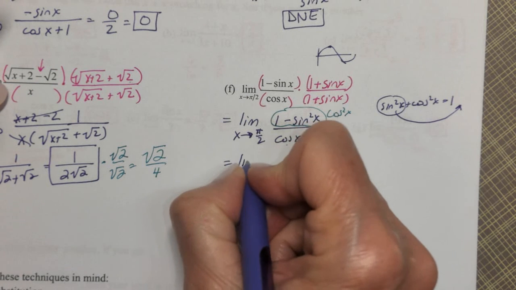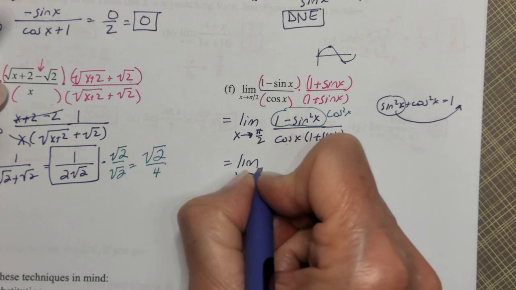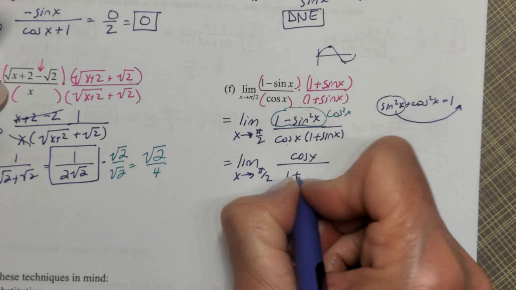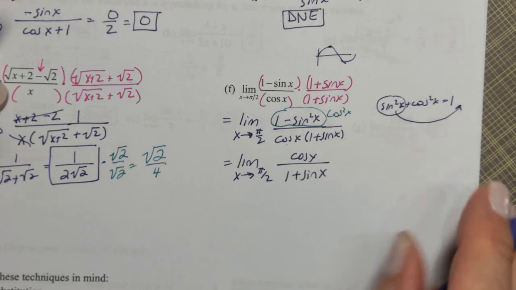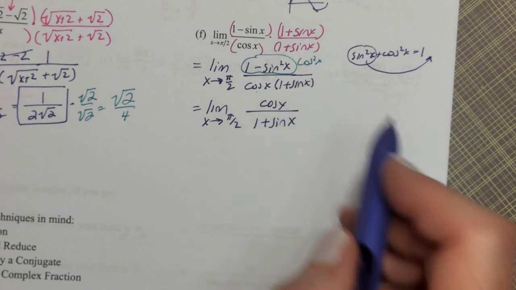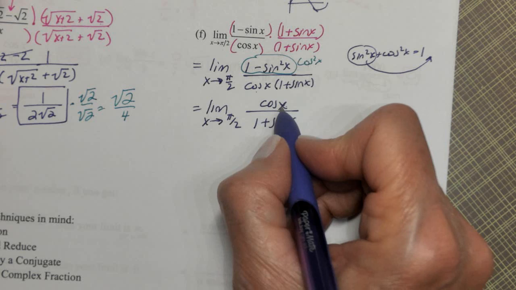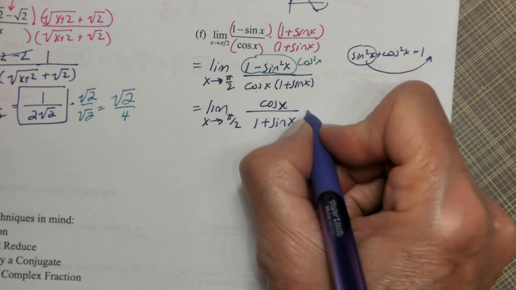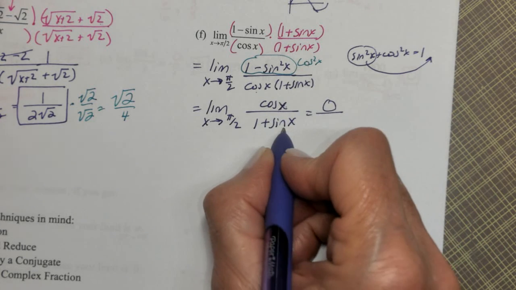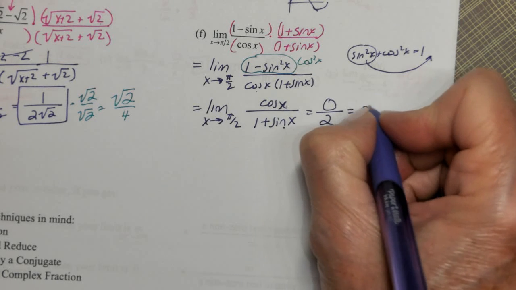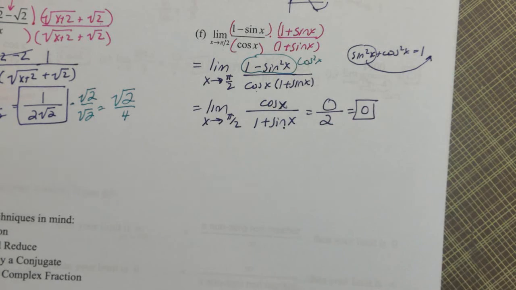and I'm left with the limit as x goes to pi over 2 of cosine x over 1 plus sine x. Plug pi over 2 into what remains. Cosine of pi over 2 is 0. Sine of pi over 2 is 1, so in the denominator we have a 2. This whole thing is 0, and we're done.